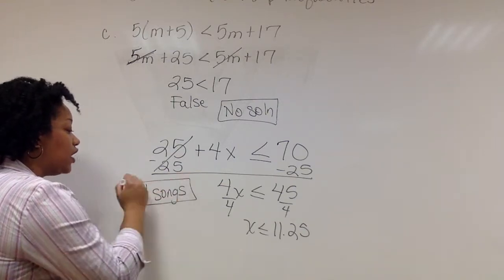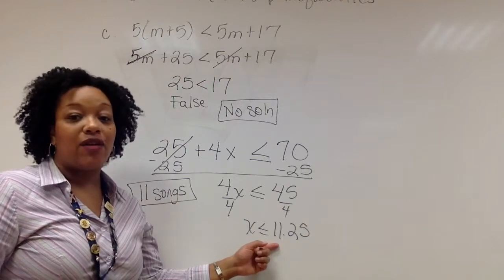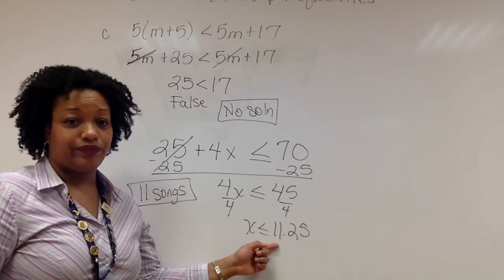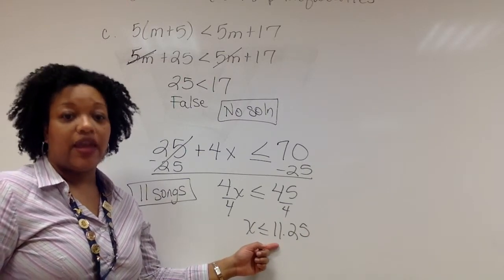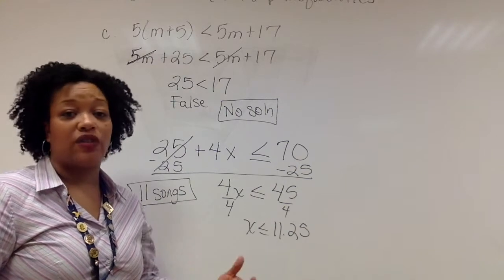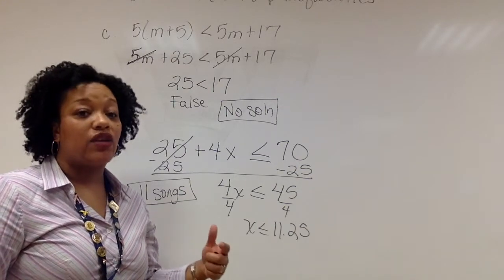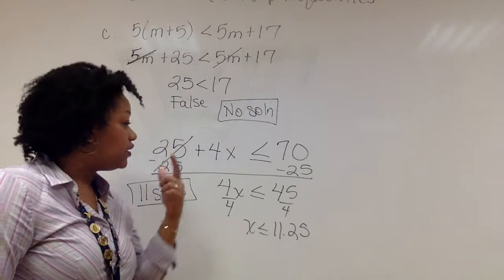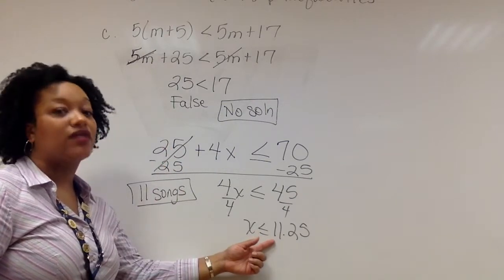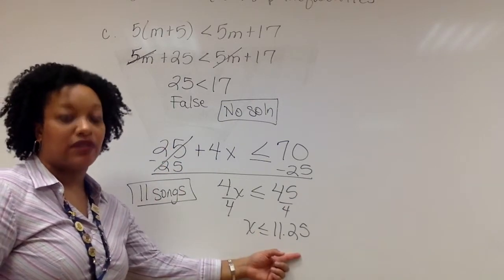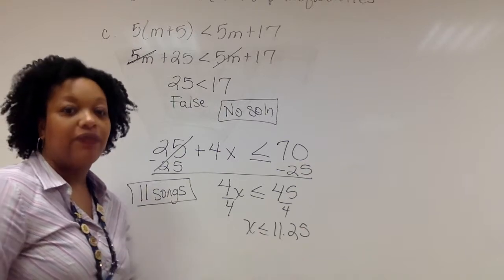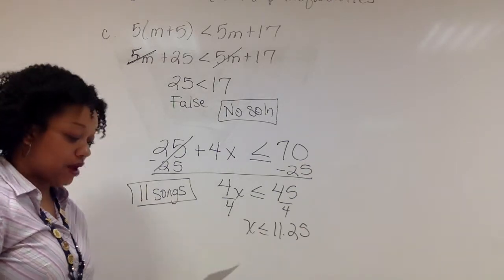So here's what I need you to understand. If you stop here and box it, I'm not going to give you credit. If you say 12 songs, I'm still not going to give you credit. You've got to use your common sense to determine, okay, how many songs can I really burn if my number is a decimal? Okay? So that's your first word problem.